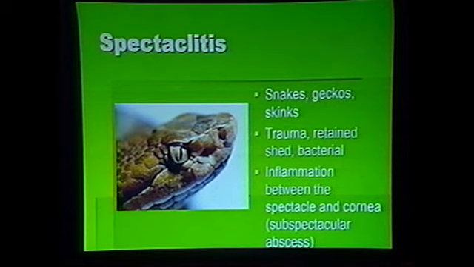Or, for various other reasons, such as ascending infections of the tear ducts, an abscess can form beneath the spectacle, and that's called spectaclitis or a subspectacular abscess. This illustration shows one of these abscesses beneath the spectacle of a python. The abscess material can be aspirated from the spectacle, and in early cases, vision can be restored with proper medication.